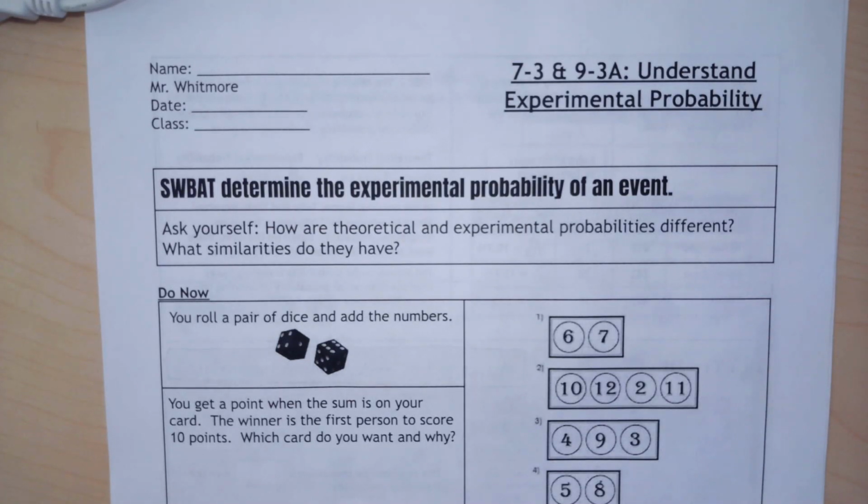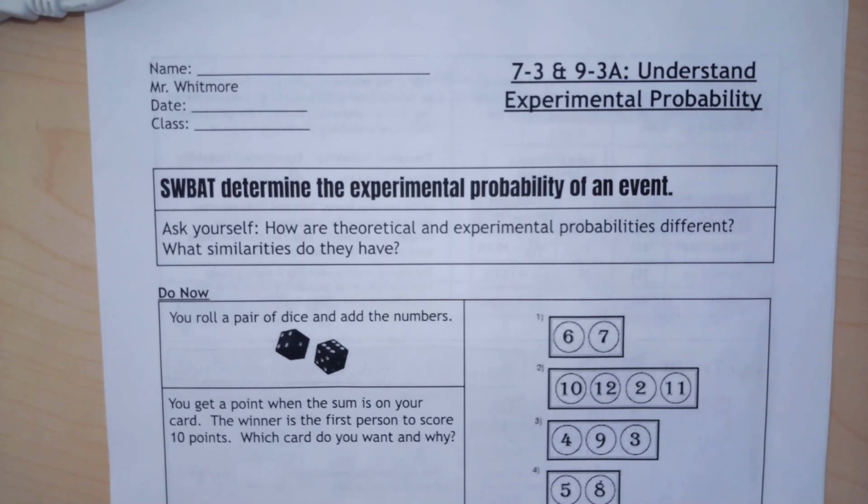Welcome back, everybody. In today's lesson, we're going to learn about experimental probability. In the last lesson, we learned about theoretical probability, which studies what we expect is going to happen. Experimental probability describes what actually happened.